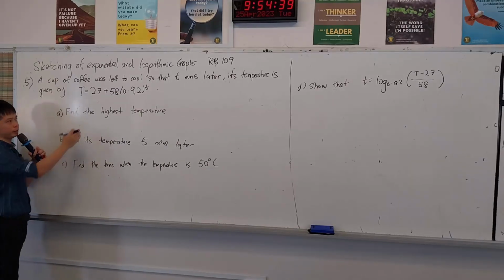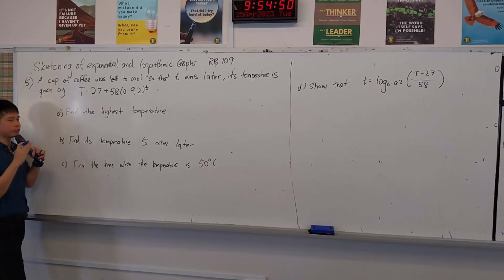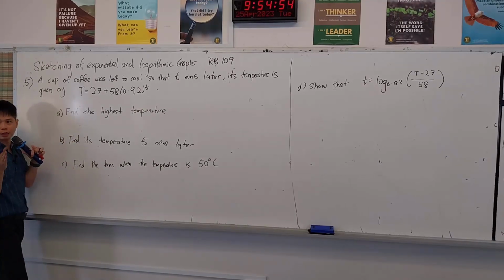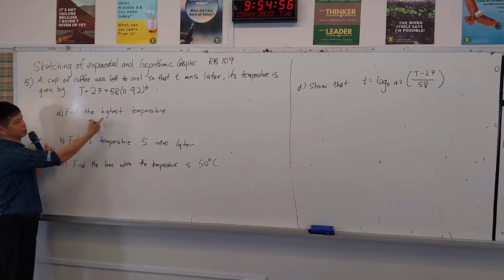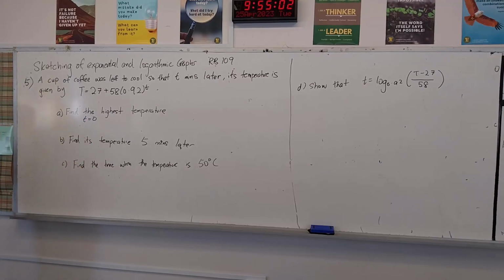Now, I changed the question a bit. I included this: find the highest temperature. So when do we have the highest temperature? Yes. I purposely include this because it's very common that the first part actually asks you to find something when t is 0. The initial part, the beginning part. So at the beginning, whereby t minutes later, no time has passed, so it's still very hot.